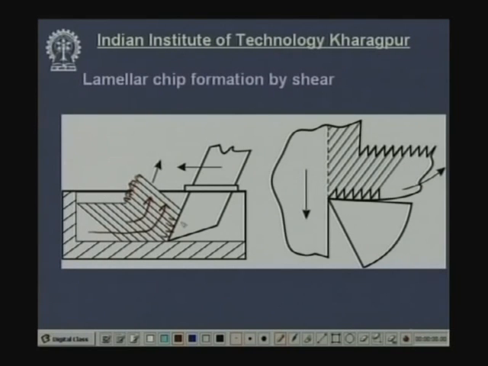This was proposed by a scientist called P. Spannon, a young scientist, P. Spannon, and he proposed a model to describe the chip formation in ductile materials. So, look into this diagram.